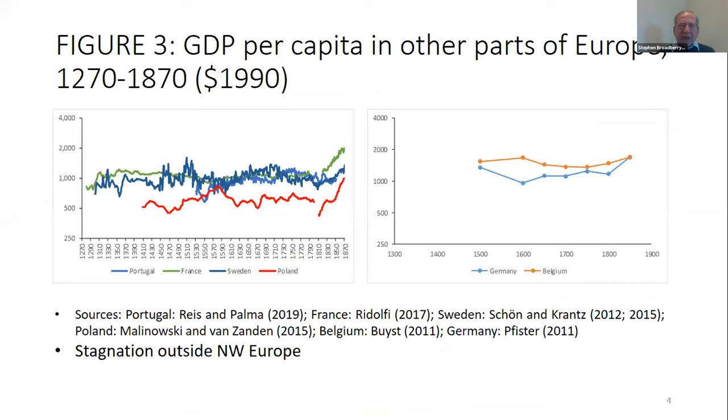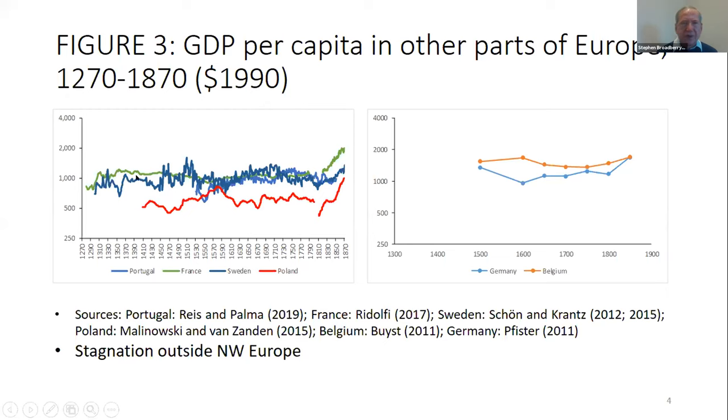Now this figure here adds in some more countries, and in particular since that lecture I gave in Spain in 2012, 2013, we have a lot more economies due to work by Reis and Palma on Portugal, Ridolfi on France, Schön and Krantz on Sweden, Malinowski on Poland, Malinowski and Van Zanden, and Buyst on Belgium, Pfister on Germany. And what these additional estimates show is that picture of long-run stagnation in most European countries generalizes outside the four economies I showed you a moment ago.